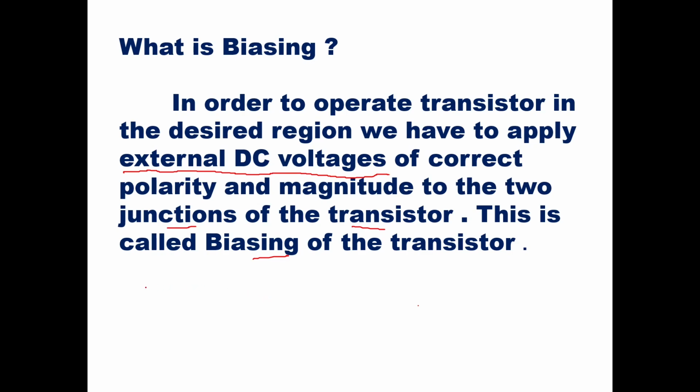Now here, number one, the active region, in which the transistor can be operated. Say for example we take an NPN transistor. This is junction 1 and this is junction 2.